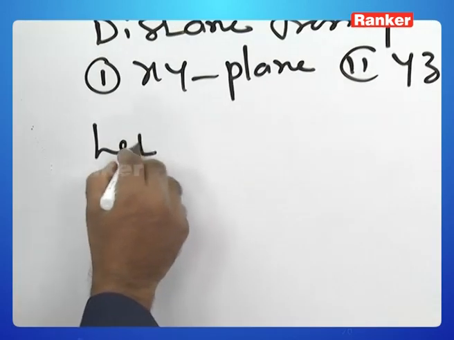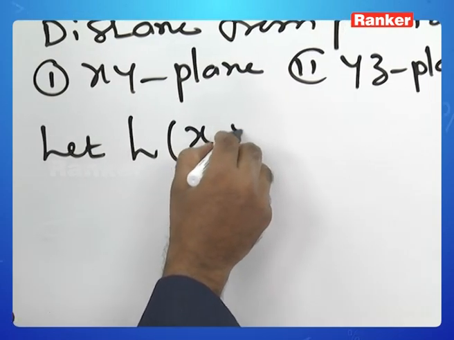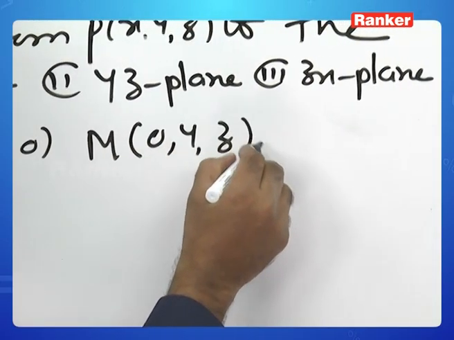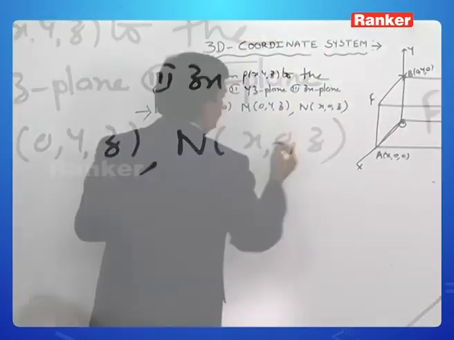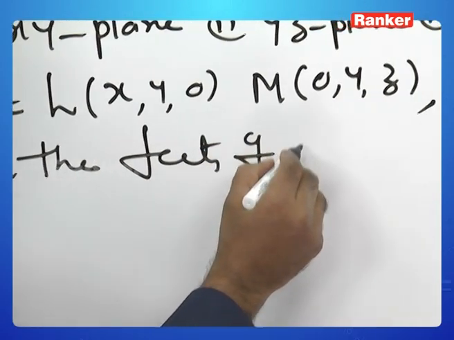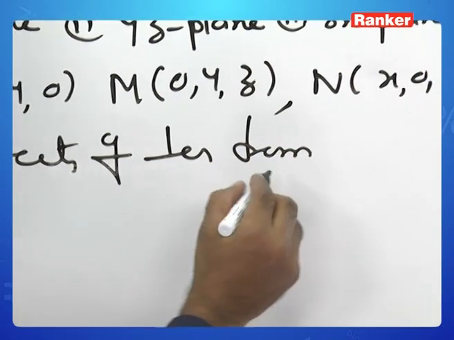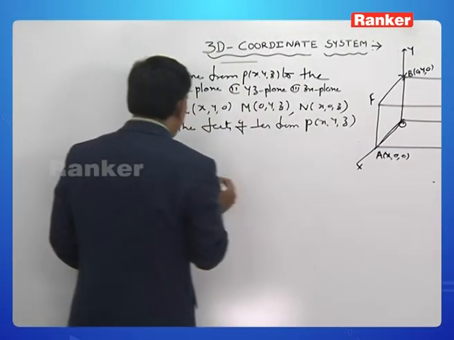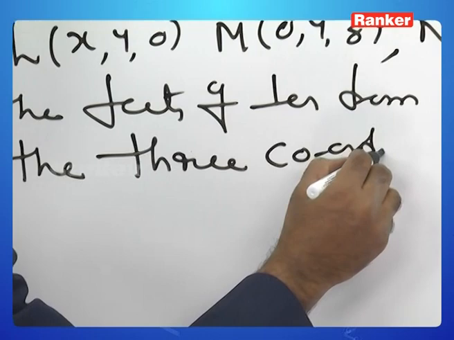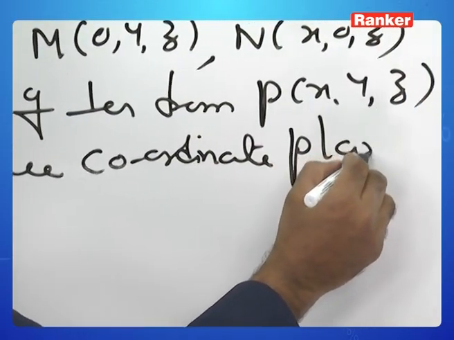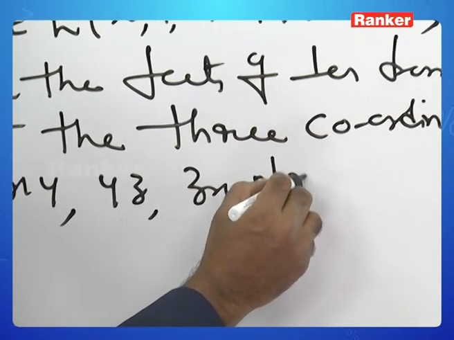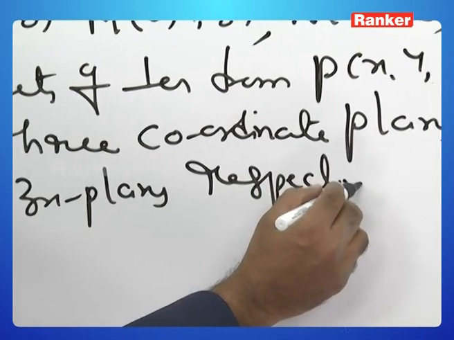Now, I take L(x, y, 0), M(0, y, z), N(x, 0, z) to be the feet of perpendiculars from P(x, y, z) to the three coordinate planes xy, yz, zx respectively.